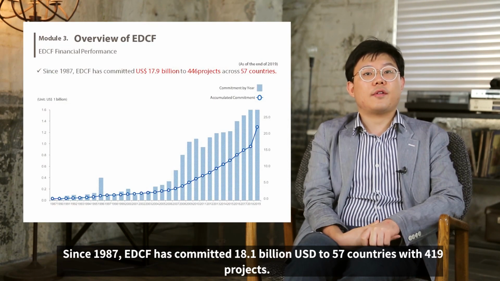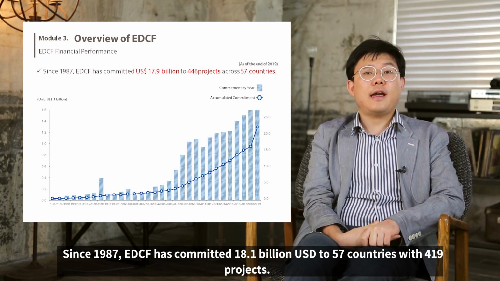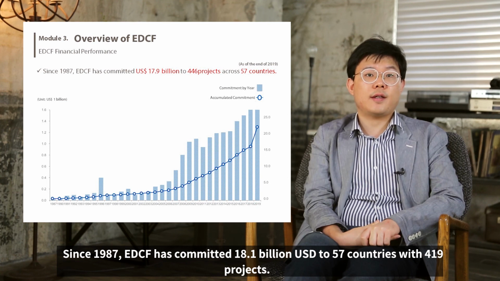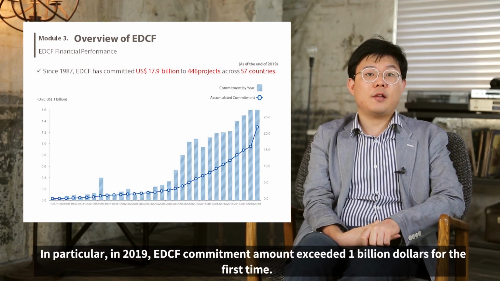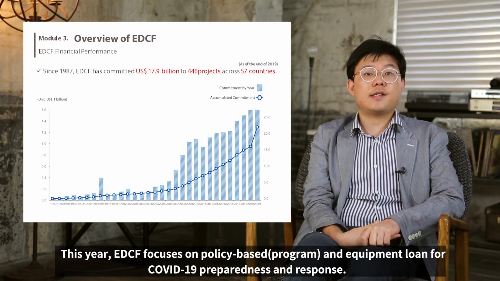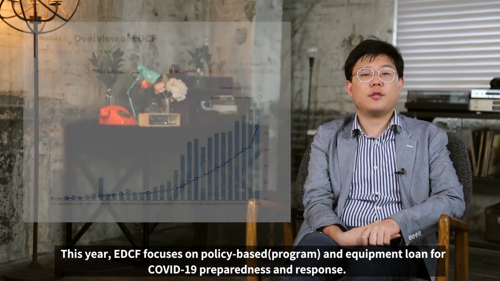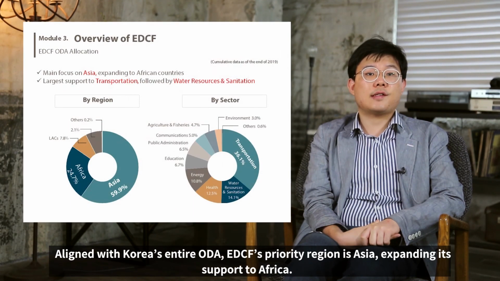Since 1987, EDCF has committed $18.1 billion to 57 countries with 490 projects. In particular, in the last year, EDCF commitment amount exceeded $1 billion for the first time. This year, EDCF focuses on policy-based and equipment loan for COVID-19 preparedness and response. Aligned with Korea's entire ODA, EDCF's priority region is Asia and is expanding to support Africa.